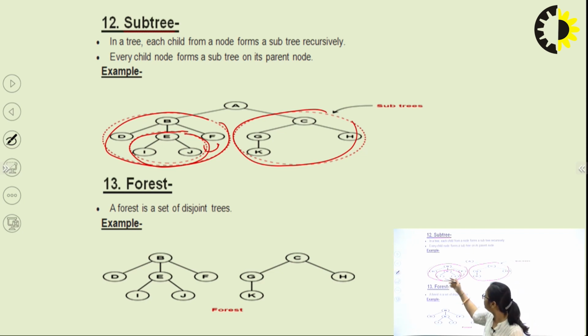This subtree is a part of that. That is why we call it recursive. And every child node forms a subtree on its parent node. So, this is the parent. From that, two subtrees are possible, because two edges are coming from A. So, two possible subtrees are there.